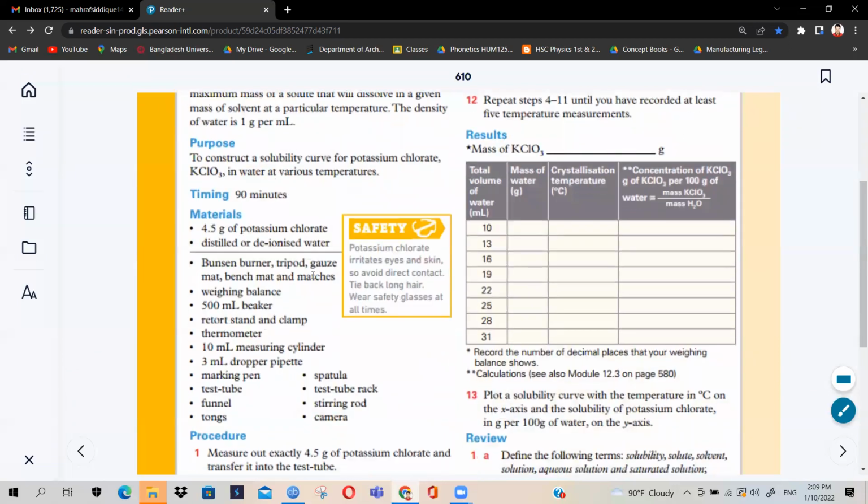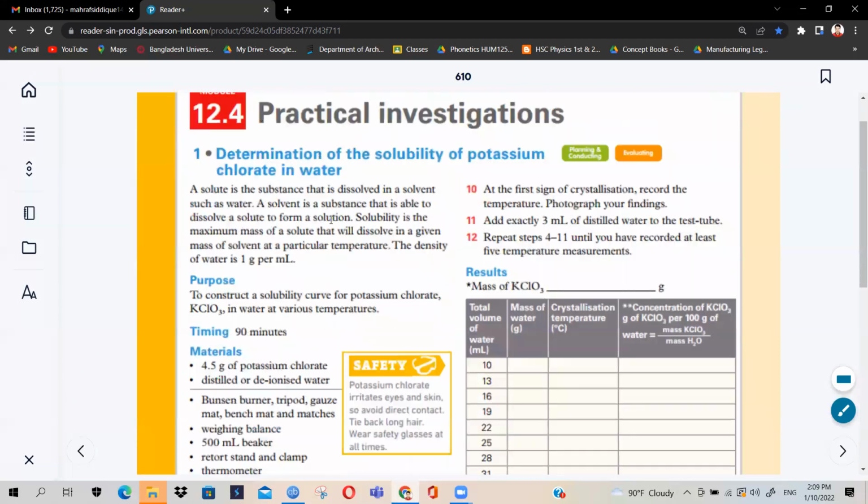Practical investigations. Determination of the solubility of potassium chlorate. Potassium chlorate is KClO3. Just remember it because it is written in the book. But other than that, you don't have to explain why chlorate has a charge of -1. You don't have to explain it at this level, but you have to remember the formula for potassium chlorate.